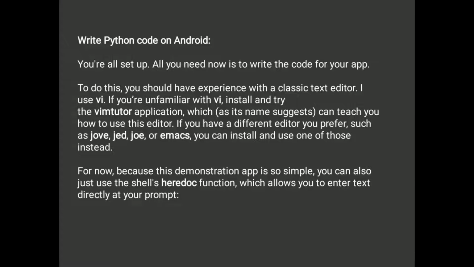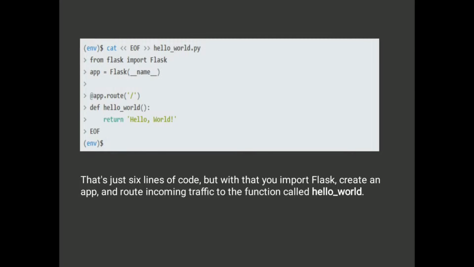If you have a different editor you prefer, such as Joe, Jed, or Emacs, you can install and use one of those instead. For now, because this demonstration app is so simple, you can also just use the shell's heredoc function, which allows you to enter the text directly at your prompt. And I have written the code here. That's just 6 lines of code, but with that you import Flask, create an app and route incoming traffic to the function called hello world.